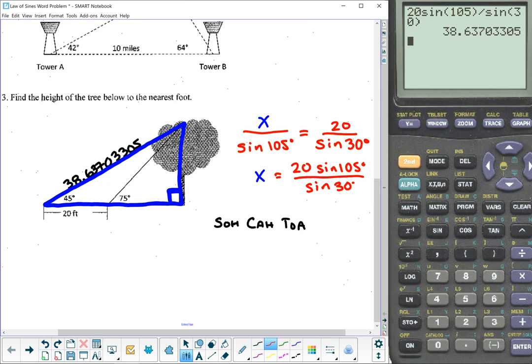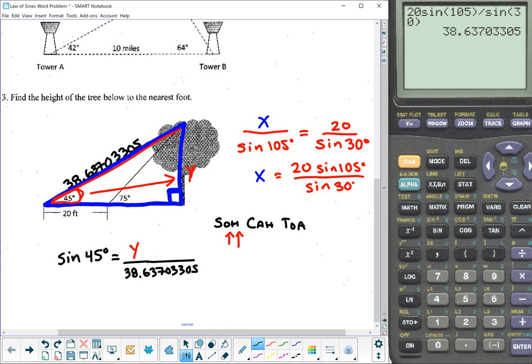Okay, and I need to find out how tall the tree is. I'm going to call this Y. So from my 45 degrees, I would need the opposite, and I would need the hypotenuse. So opposite and the hypotenuse, I'm talking about sine. So I'm going to start off with sine 45 degrees equals opposite, which I don't know. I'm going to call that Y, over the hypotenuse, which is 38.63703305. Okay, and I'm going to multiply both sides by that number.